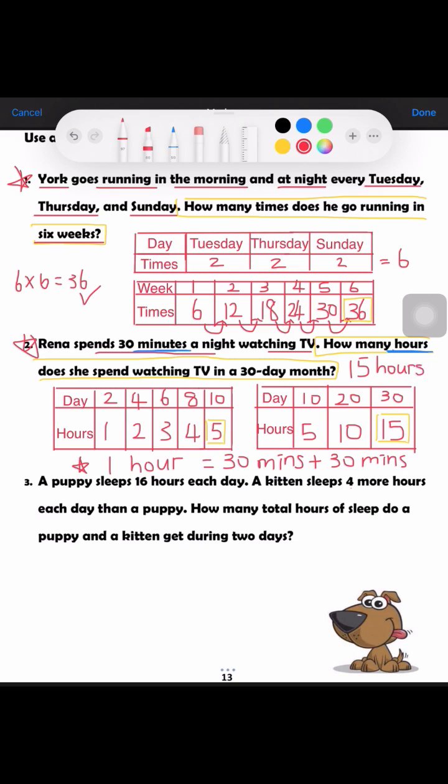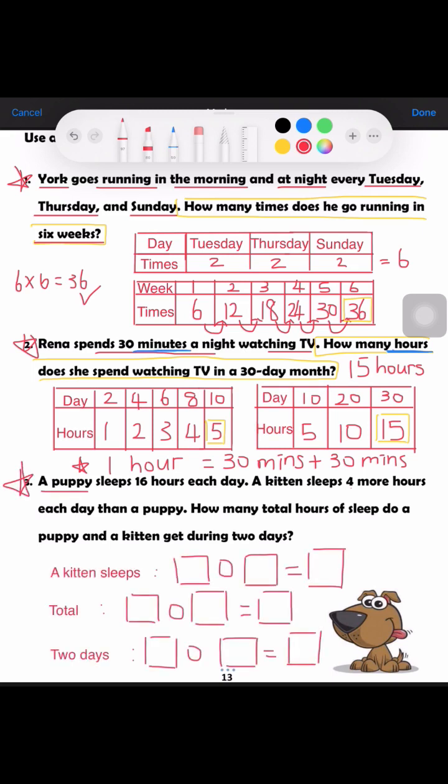Okay, so now we move on to question 3. A puppy slept 16 hours each day. A kitten slept 4 more hours each day than a puppy. So we need to find how many total hours of sleep a puppy and a kitten get during 2 days. So step 1, we try to find how many hours the kitten sleeps in 1 day.